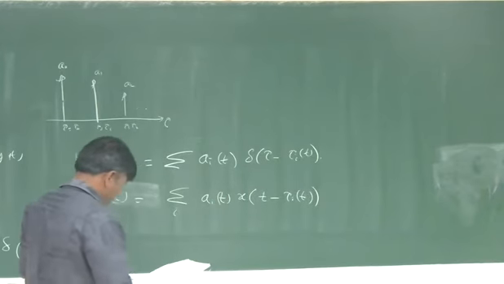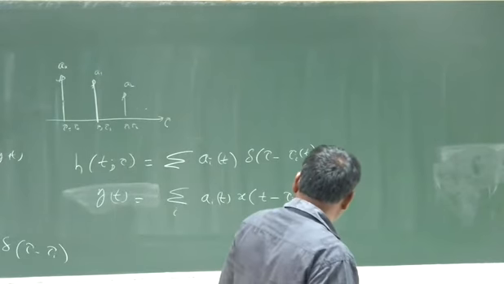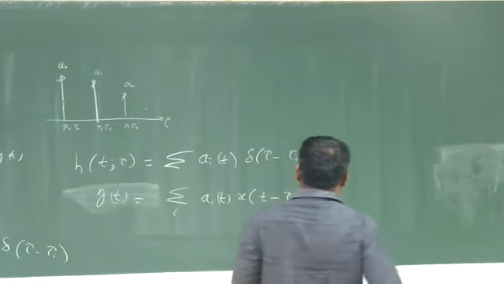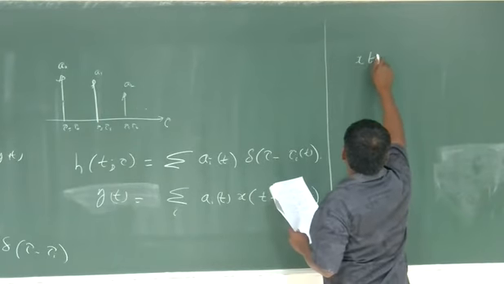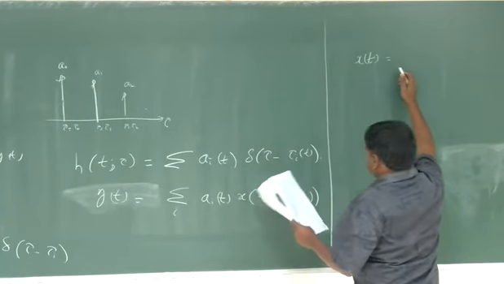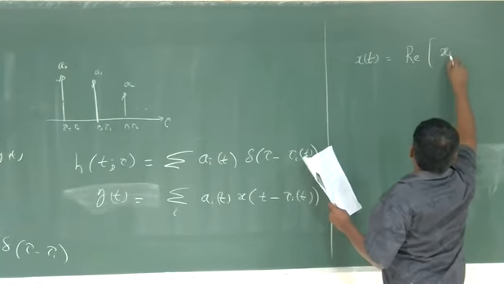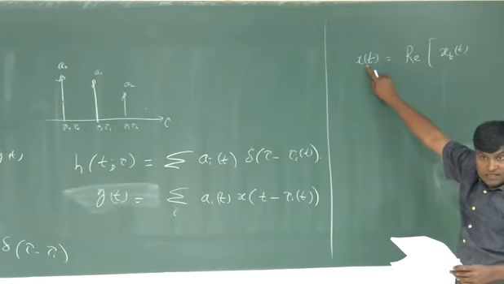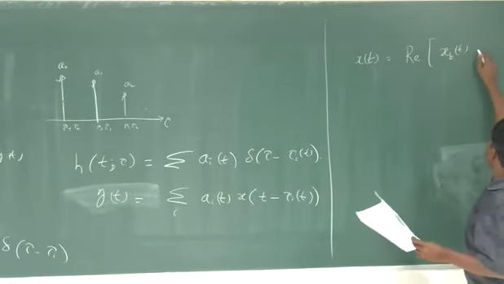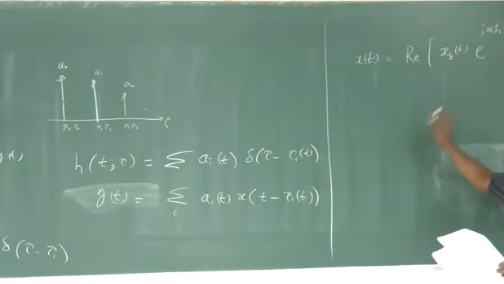Okay, now it is more interesting to see this in the baseband form. That is, let us write x of t, the passband signal, as the real part of x_b of t, which is the baseband equivalent of x of t, multiplied with e raised to j 2 pi f_c t. And now we should be comfortable with this, right?